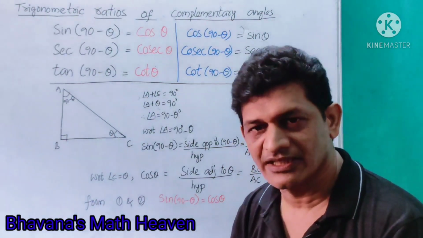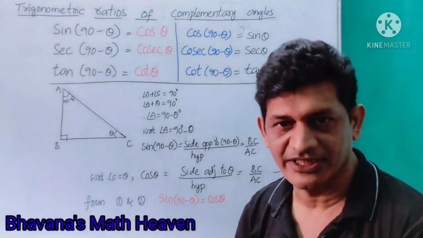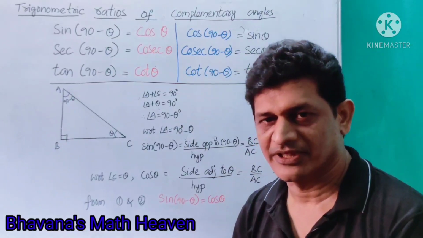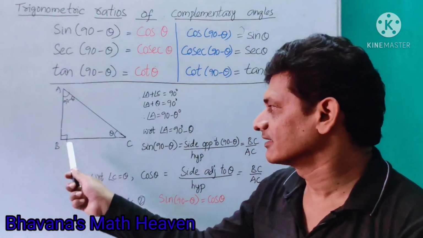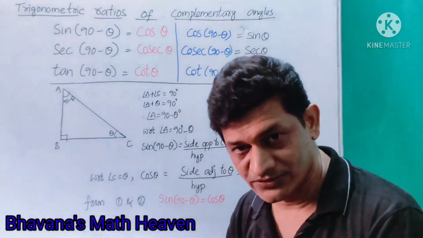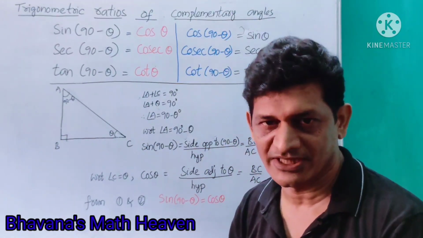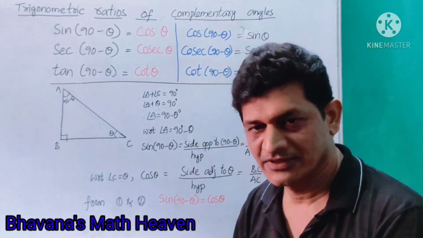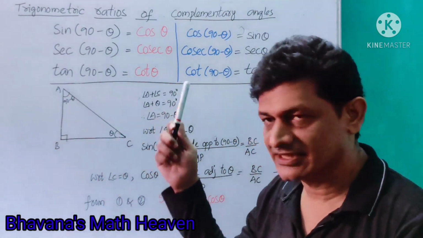Consider a right angle triangle ABC in which angle B equals 90. In a right angle triangle, other than the right angle, the remaining two angles are acute angles. Here, angle B is 90, so angle A and angle C are acute, and their sum is always 90. So these two angles are complementary angles here. Angle A plus angle C is 90.